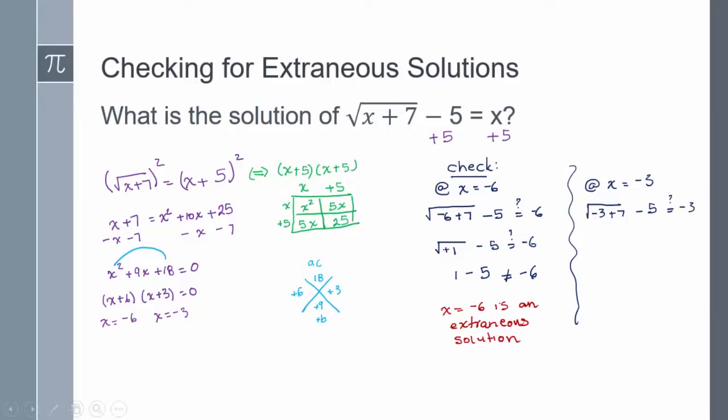Now let's check at x equals negative 3. Does the square root of negative 3 plus 7 minus 5 equal negative 3? Negative 3 plus 7 is 4. Square root of 4 is 2. 2 minus 5 does equal negative 3. So x equals negative 3 is our solution to this equation.